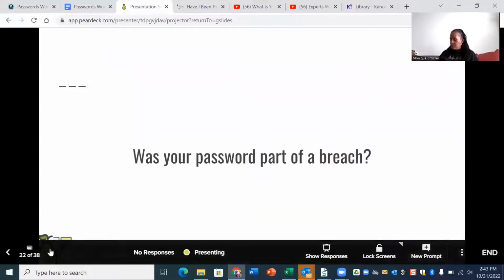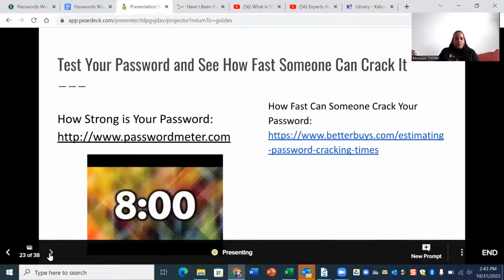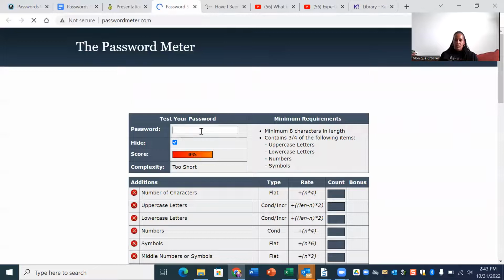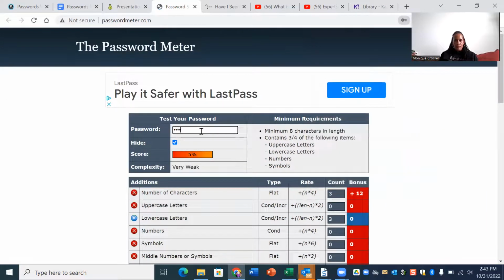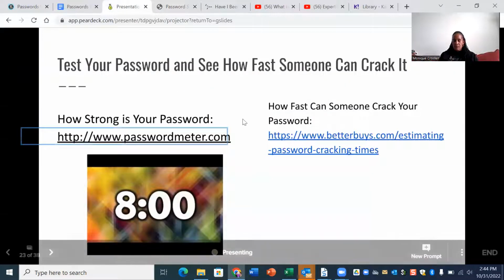The other one is, was your password part of a breach? So then we would talk about, was your password found in any kind of breaches? Mine was. And then we would go into, test your password and see how fast you can crack it. Now, this one I wouldn't show them, but if your password was password, it would tell you, you could just check it out here. It's very weak. Your password is very weak. So they would put in a password they have. They wouldn't share it with us, but I would show them, okay, if you put password here, it's very weak. And they could see the best practices for doing those passwords.